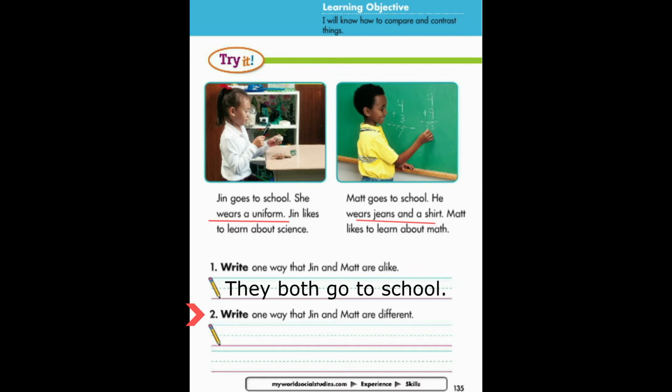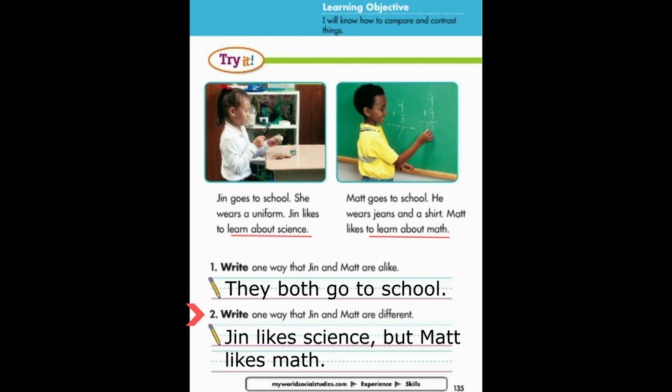I read that Jen wears a uniform and Matt wears jeans and a shirt. Another difference is Jen likes to learn about science. Matt likes to learn about math. That's what I think I'll write on the line. Jen likes science, but Matt likes math. You will be practicing comparing and contrasting later on for the assignment.